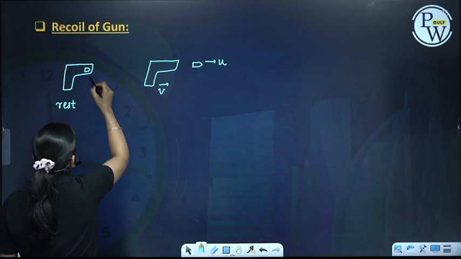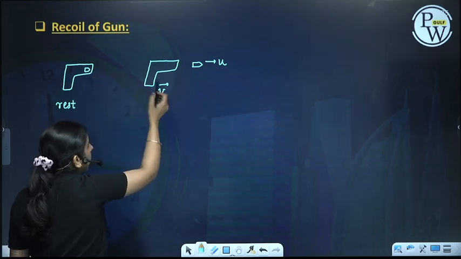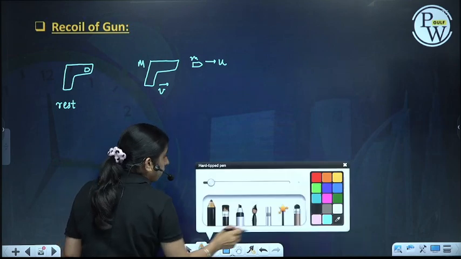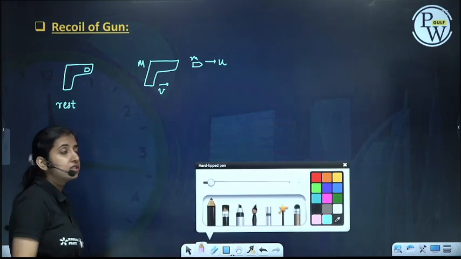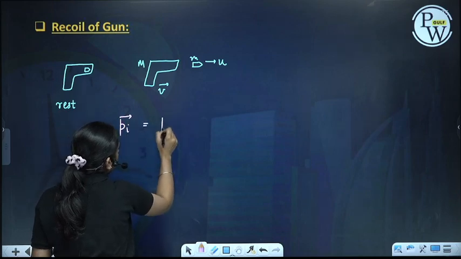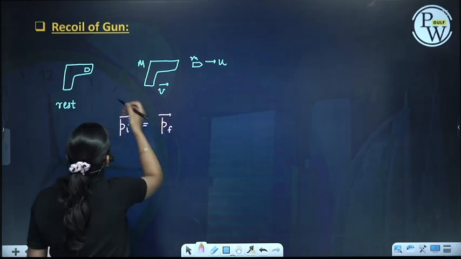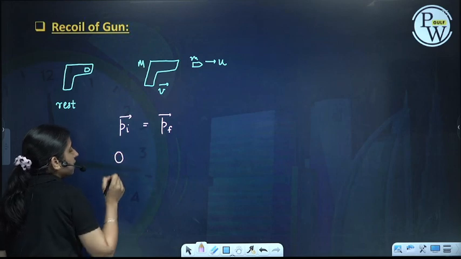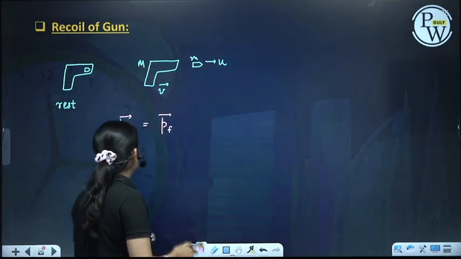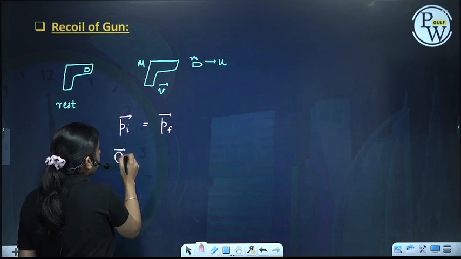If m is the mass of my bullet and capital M is the mass of the gun, no net external force is acting on the system, so P initial will be equal to P final. What is the initial momentum? 0. The gun is at rest and the bullet is also at rest, so the initial momentum will be 0.